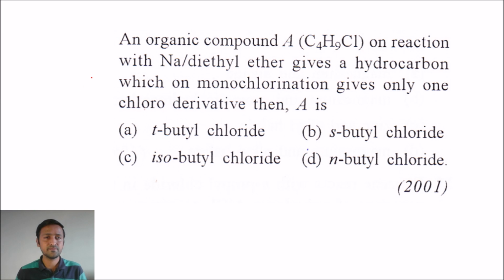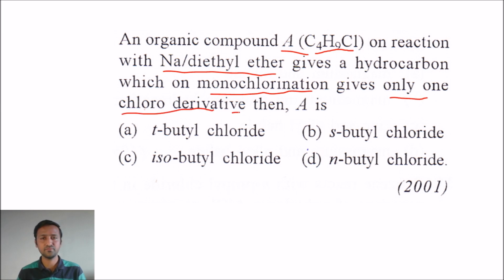Right, today's first question is: an organic compound A, formula C4H9Cl, on reaction with sodium in diethyl ether gives a hydrocarbon which on monochlorination gives only one chloro derivative. At first, the molecule given is C4H9Cl. It's an alkyl halide, and with 4 carbon atoms we can take a primary alkyl halide, a secondary, or even a tertiary alkyl halide using the formula C4H9Cl.